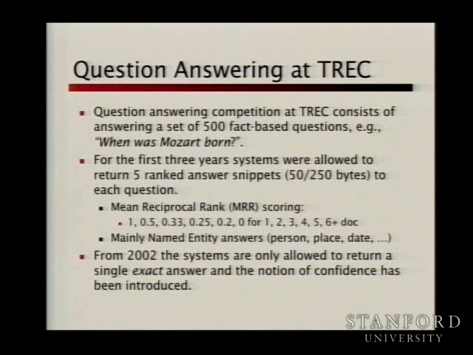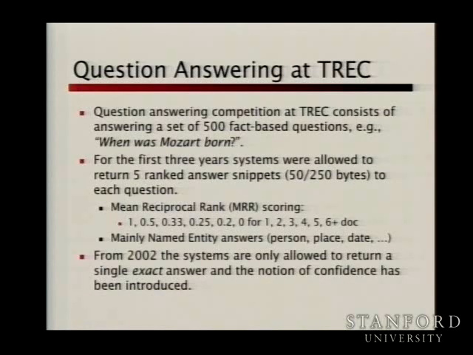So in the early days of TREC QA, each year there was a set of 500 questions, mainly but not exclusively fact-based questions. In the first few years, the goal was to do something close to IR. You were going to return a piece of text, and the difference was that instead of returning a whole document, it was going to be a very small snippet of text, and there were actually two variants, one where it was 50 bytes and the other 250 bytes.